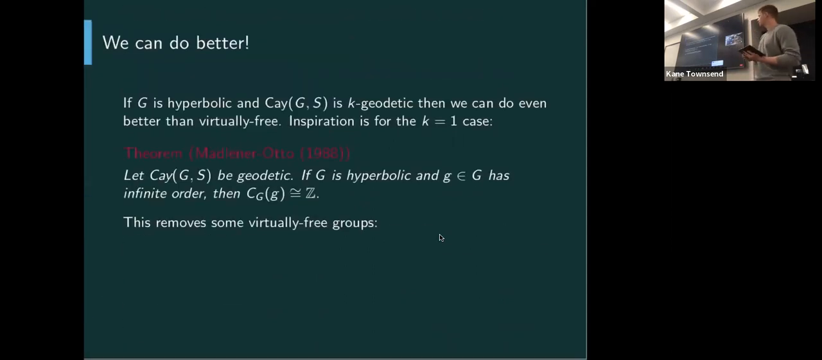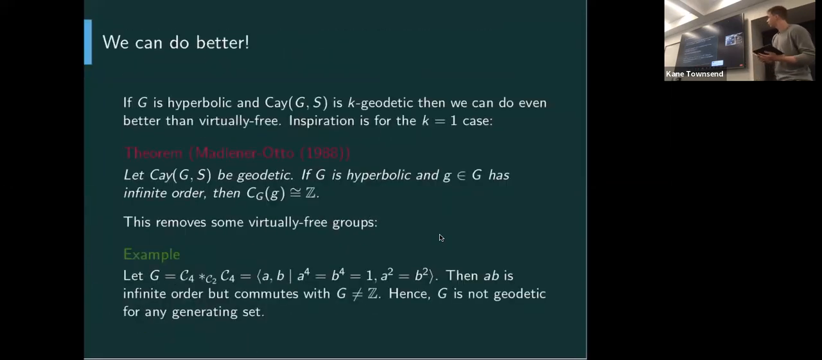And so what this does is it removes some of the virtually free groups that we've been worried about. I've given a quick example here. If we just have the simple amalgamated product of C4 with C4, then AB is an infinite order element, but it commutes with all of G. And G is not Z, so we can't have G being geodetic for any generating set. I like this theorem because you're not using the generating set in any way. It's nice.